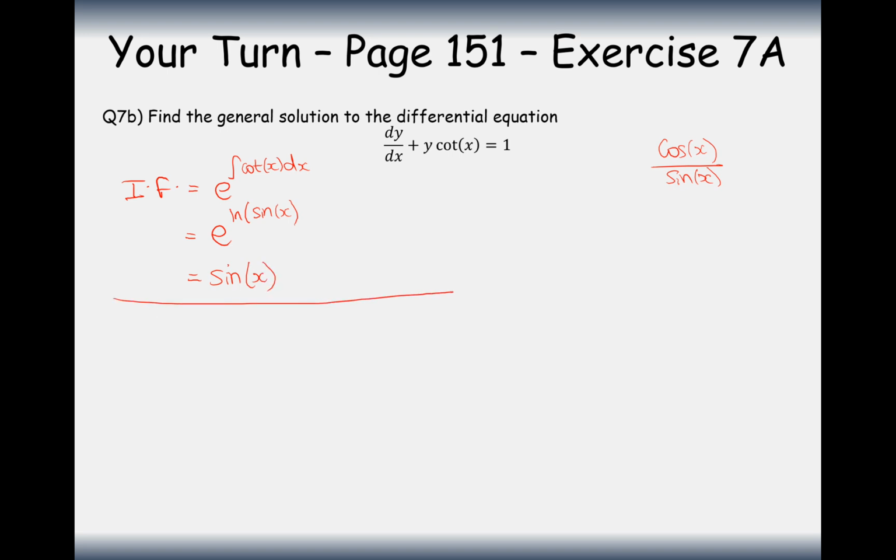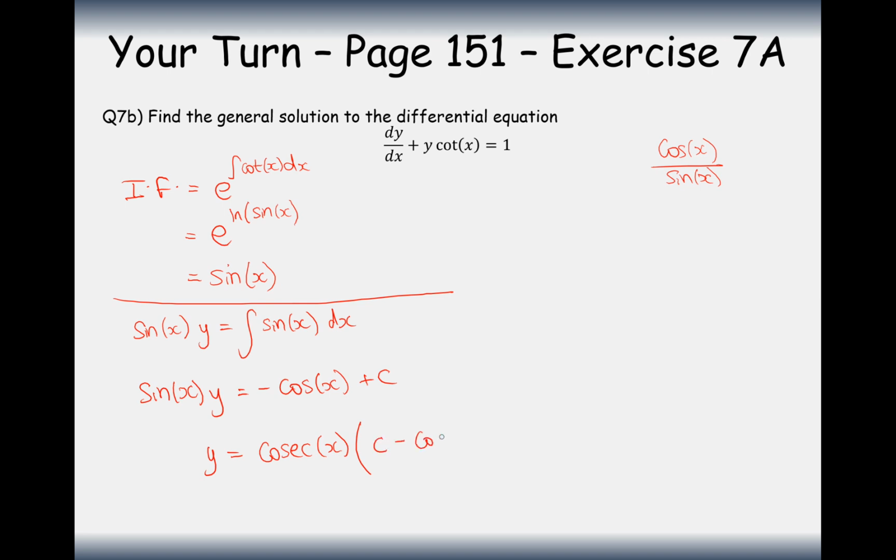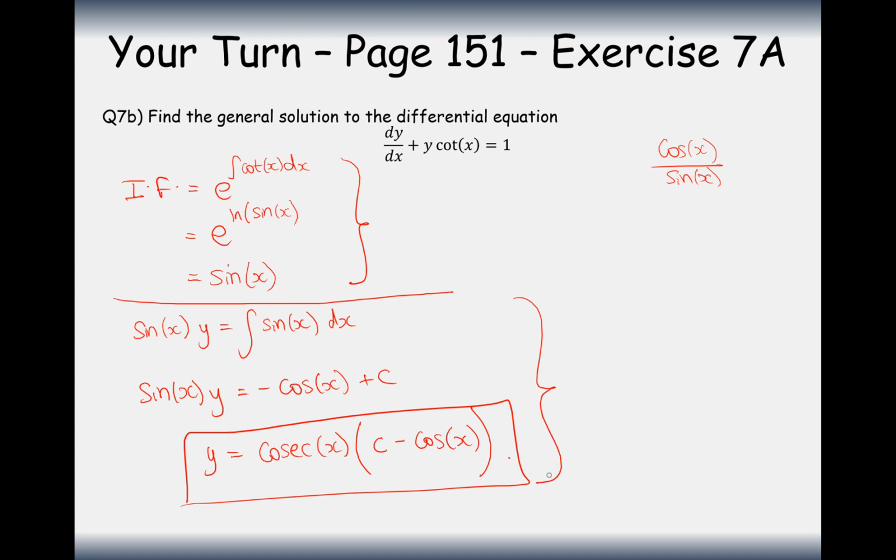Okay, moving on to the next thing, we're now looking for the solution. It's going to be sine x y equals the integral of sine x times 1 dx. So it's going to be sine x y equals minus cos x plus c. And I may want to divide by sine on both sides, and that will be effectively the same as multiplying by cosec. So it'll be cosec x bracket c minus cos x. And there we are, that's the answer to this question here. So it's as easy as going integrating factor here, solution here.